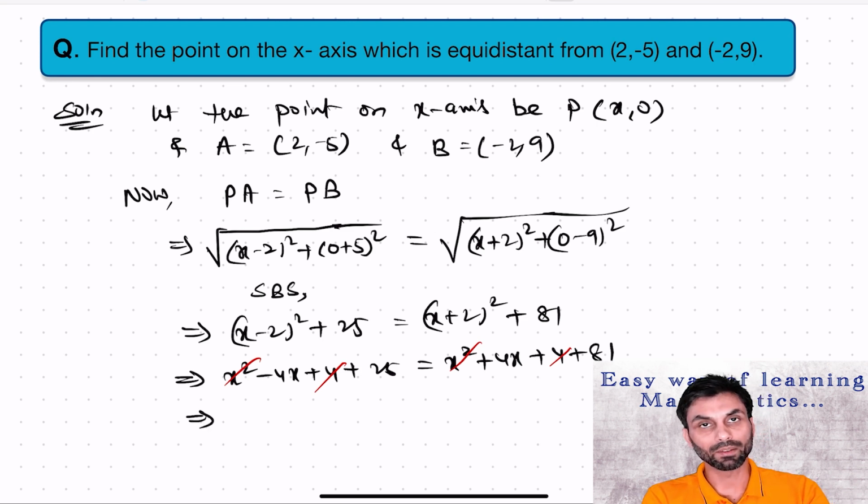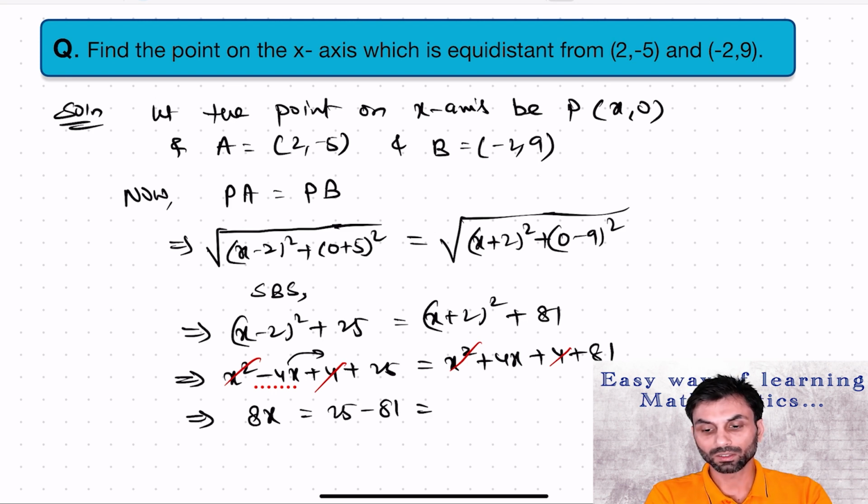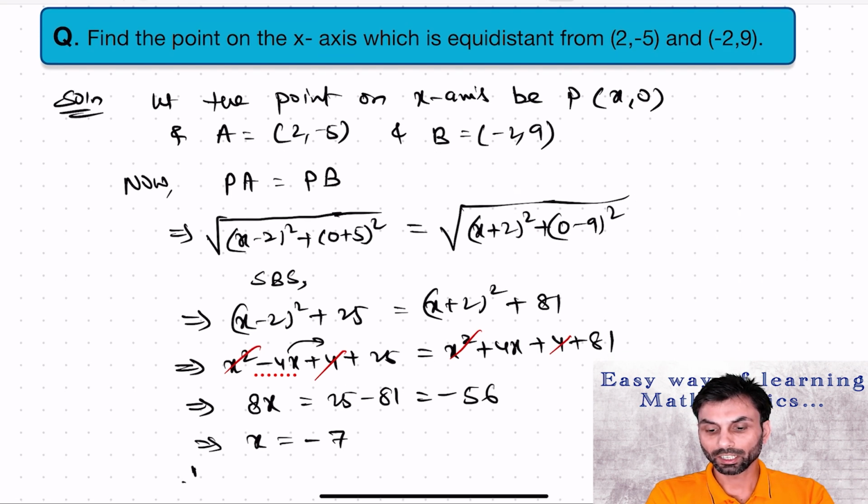Now we'll collect all the variable terms to one side. If we transpose the 4x to the right, we will get 4x and 4x, that is 8x. And if we transpose 81 to the left, we get 25 minus 81, which will be equal to 8x. 25 minus 81 is negative 56, so the value of x will become minus 7. So we can say that therefore the point is (-7, 0).